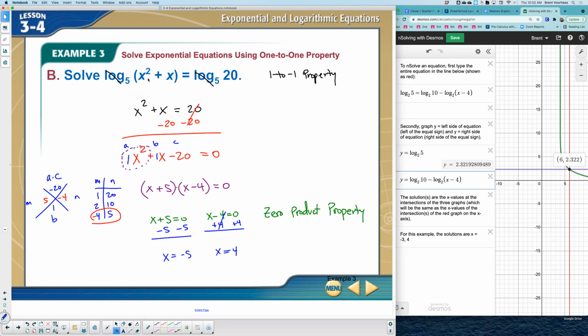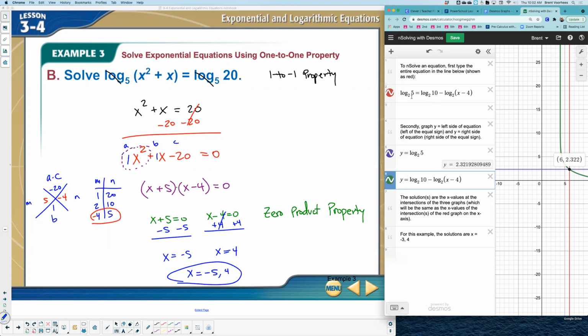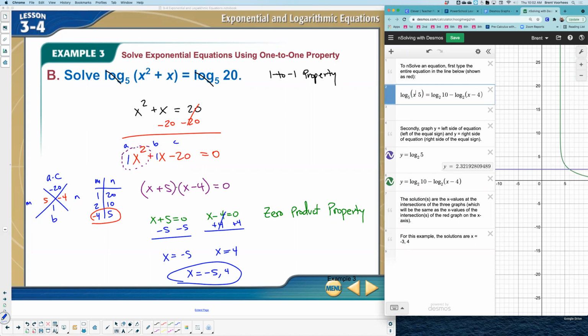Let's try 4. What's 4 squared? 16. 16 plus 4 is 20. So that one will also work. So in this case, both answers are good. But oftentimes, you will not have both answers. Now, something to make it really easy is if you just graph it, the calculator will always tell you the correct answer. It will not mess up. At least I have never found Desmos to mess up.